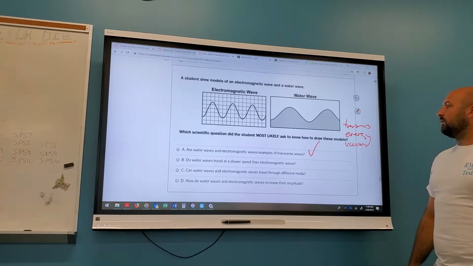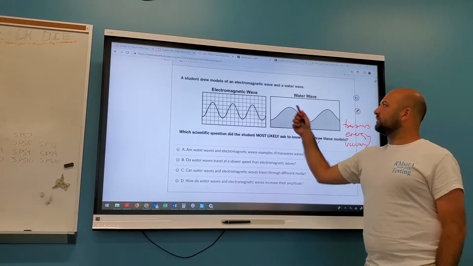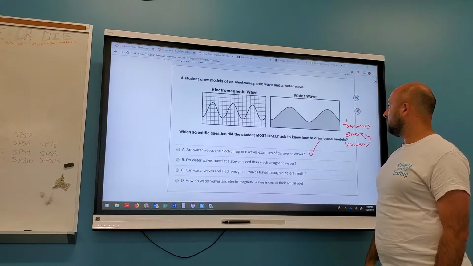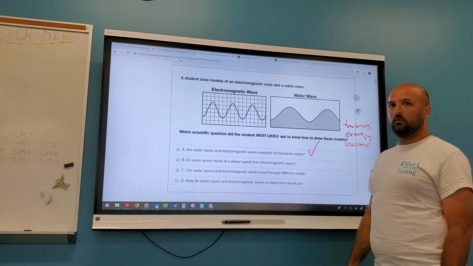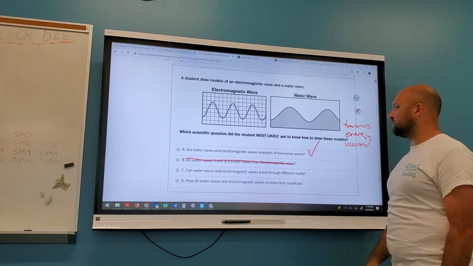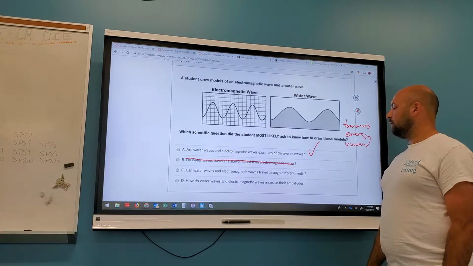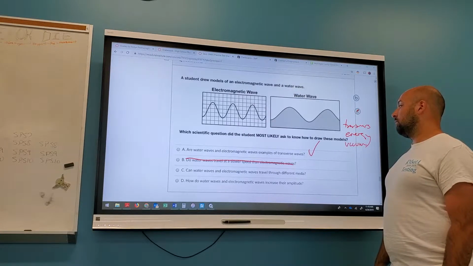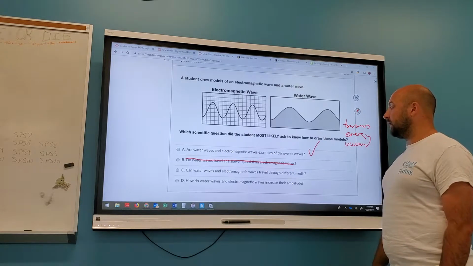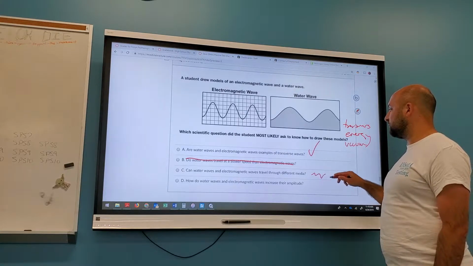Do water waves travel at a slower speed than electromagnetic waves? Does either of these models deal with speed? That's why that's wrong. Neither one deals with speed. Can water waves and EM waves travel through different media? To be fair, that's an okay question. And I do see two different possible media here. All right, so let's say this one's a possible.